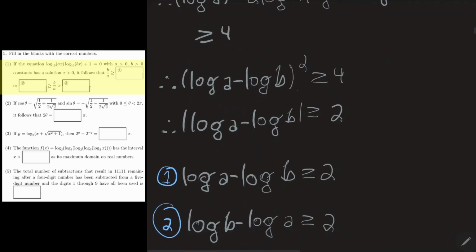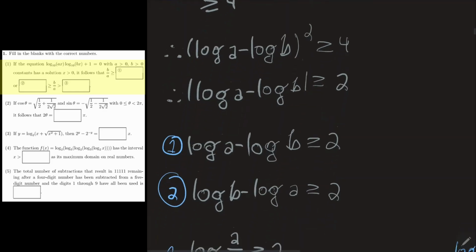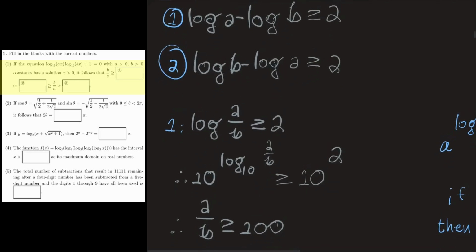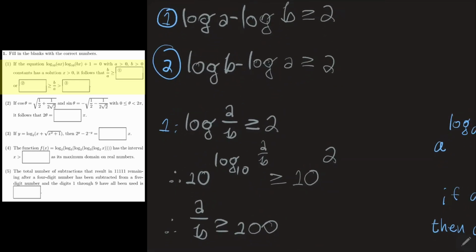So that means we have two possibilities. It's either log a minus log b is greater than or equal to 2, or log b minus log a is greater than or equal to 2. So let's start with the first possibility. What I did first is I combined the two logs using the log subtraction rule. So we have log a over b is greater than or equal to 2.